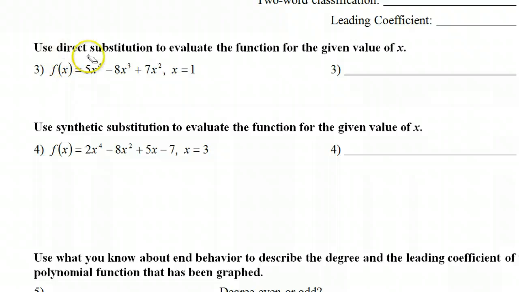Alright, so number 3. Use direct substitution to evaluate for the given value of x. Direct substitution is where you take the value and you actually substitute it for x. So that would be like this. So f at 1 would equal, if you take this 1 and you put it in like this.